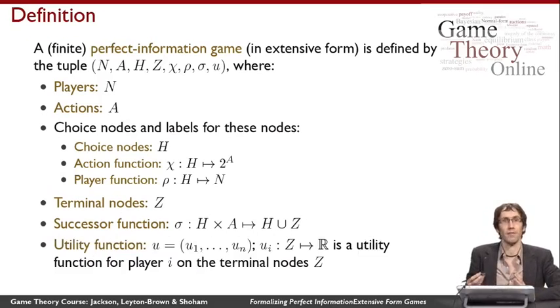So now at this point, we can finally talk about what the players' utilities are in the game. And so we're going to have a utility function for every player. And it's going to assign a number to every terminal node. So for each player, for each terminal node, we're going to associate a real value, which is going to tell us how happy that player is if they end up in that terminal node.